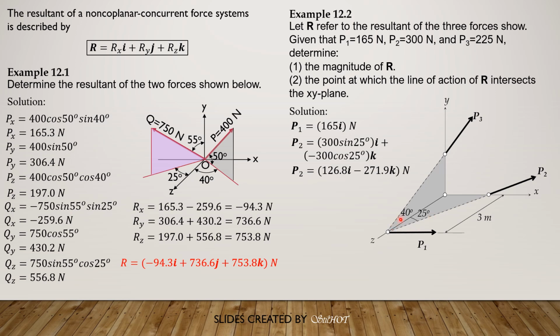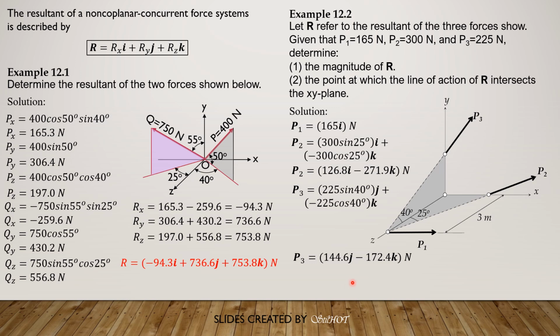While P3 is backward and upward, so there are two components, y and z. We describe it as 225 sine of 40 degrees j plus negative 225 cosine of 40 degrees k. So in vector form, P3 is 144.6j minus 172.4k.